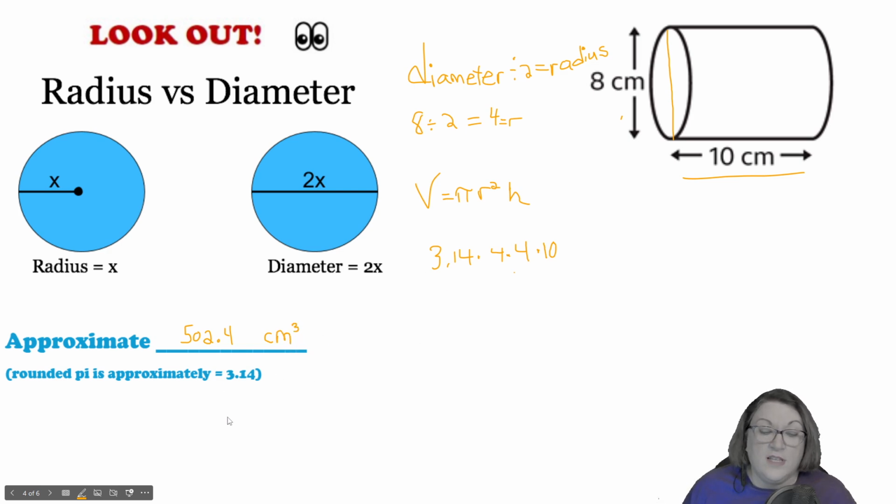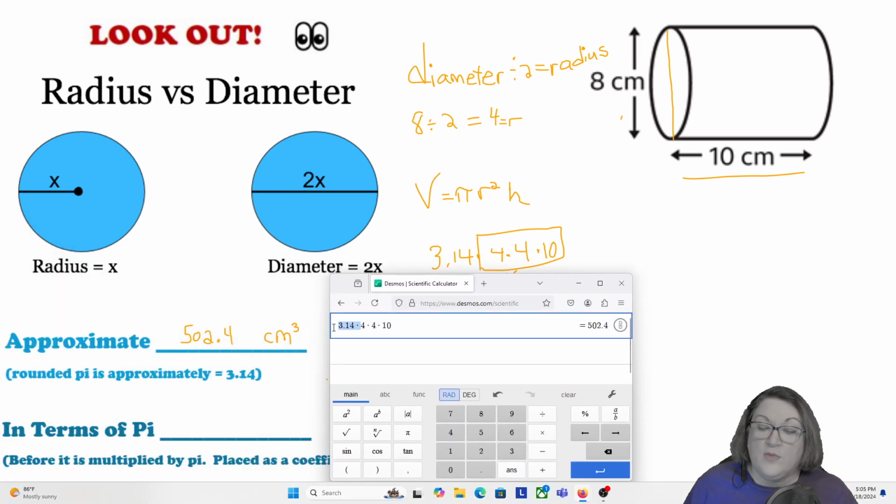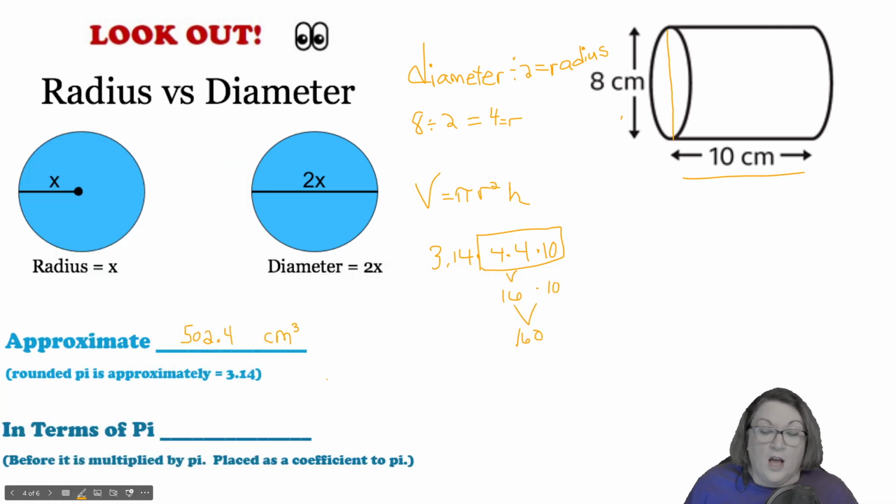Okay, and then of course the in terms of pi answer would be just this part right here, not including the 3.14 part. So that would be 4 times 4, which is 16, and that times 10 is 160. If you're doing it in your Desmos calculator, you can just erase the 3.14 part and it's still going to give you the 160 that we need. And so it's 160. And then don't forget that pi symbol when you're giving your answer in terms of pi. That pi symbol will always be next to it. That means 160 times pi centimeters cubed.